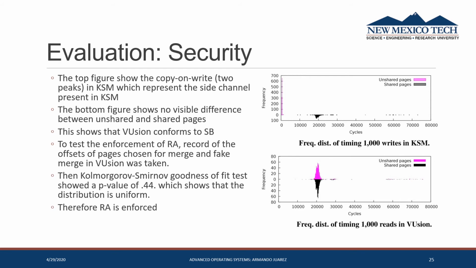Now, to test the enforcement of RA, randomized allocation, they recorded the offset of pages chosen for merge and fake merge in VUsion. Then a Kolmogorov-Smirnov goodness of fit test actually showed a p-value of 0.44. They were looking for about 0.5, which would be perfect uniform distribution. But at 0.44, it got very, very close. Therefore, randomized allocation is enforced.